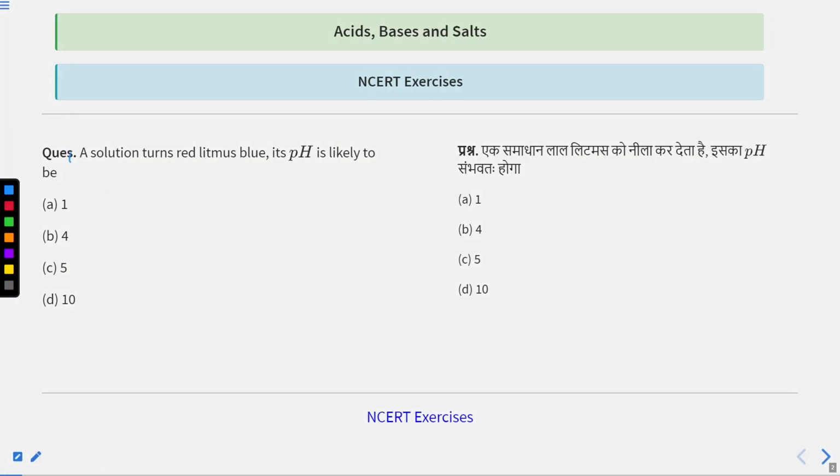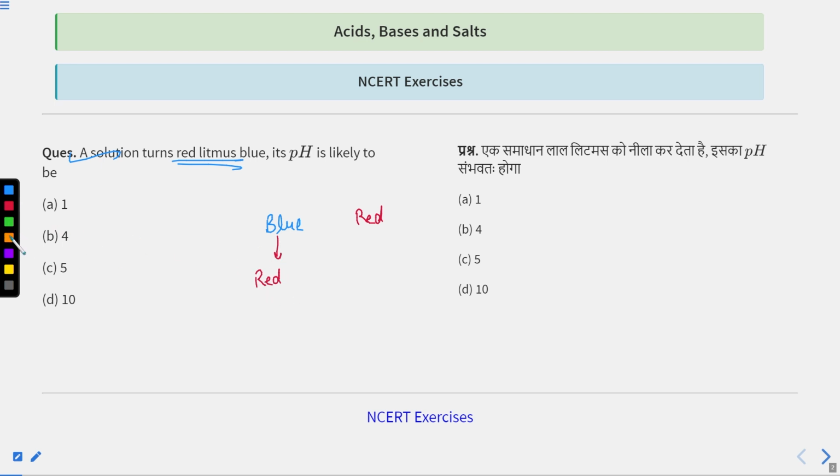So, a solution turns red litmus blue. Litmus paper is obtained from a plant named lichen. The question is saying that a solution turns red litmus blue, its pH is likely to be what? You know very well there are two types of litmus paper. One is blue litmus paper, another is red litmus paper.